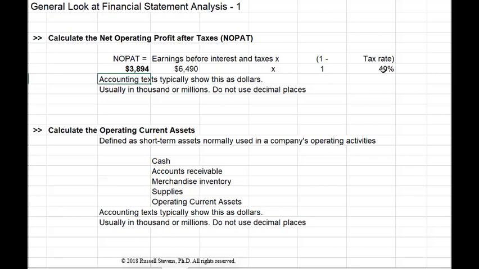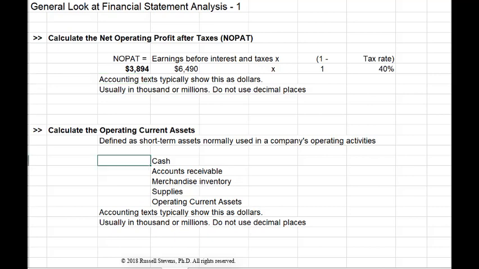One more thing you will notice is that most accounting texts provide this answer as dollars with a dollar sign. In the case of large numbers of companies, the numbers will also be in thousands or millions. The general practice when in thousands or millions for external reporting is to not use decimal places. Please do not do so for these metrics.